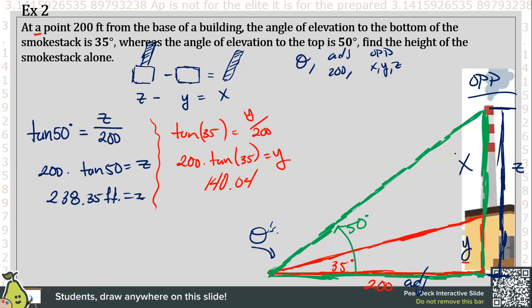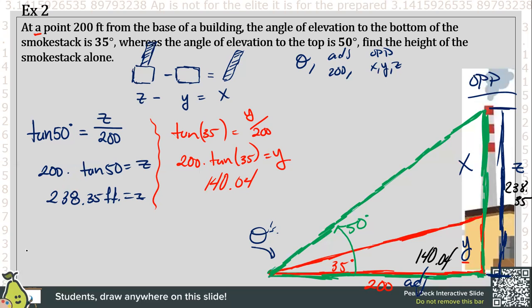My length z, my entire building and chimney, is 238.35. And my length y is 140.04. So my question to you is, I know the entire building and the chimney, and I know the length of the building itself. What should I do to find only x?